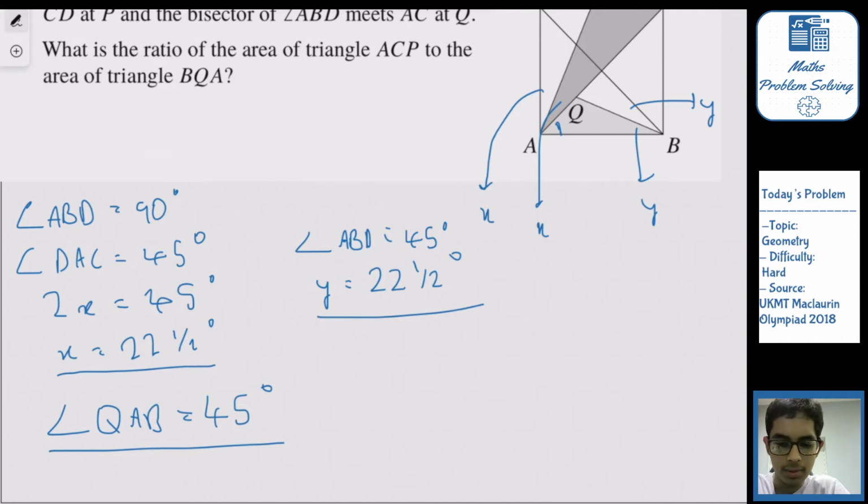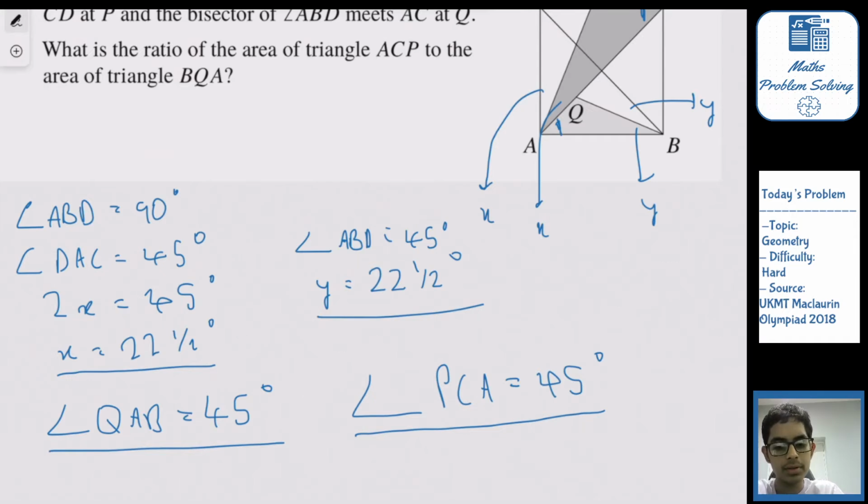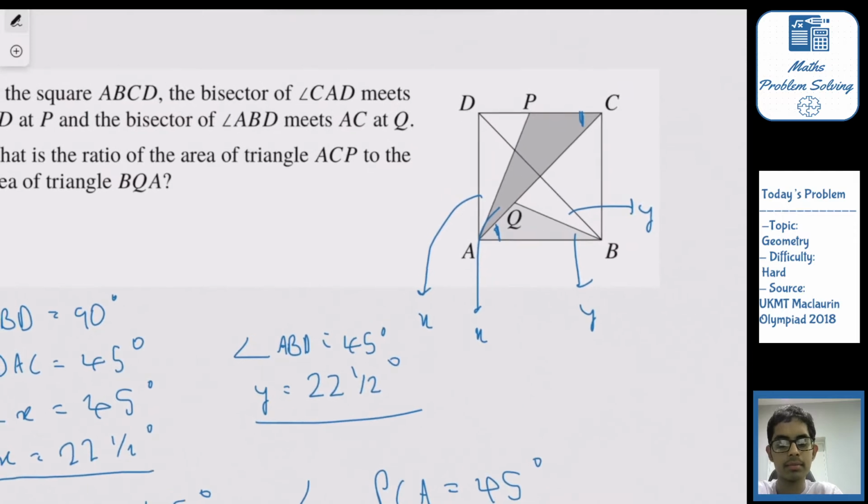Okay, so now we have this angle. And I guess the respective angle in the other triangle is this one over here. So angle PCA must also equal 45 degrees. Okay, so this was the main part of the question, because now I think it's going to get a little bit easier. So if we just go back to our diagram back over here.